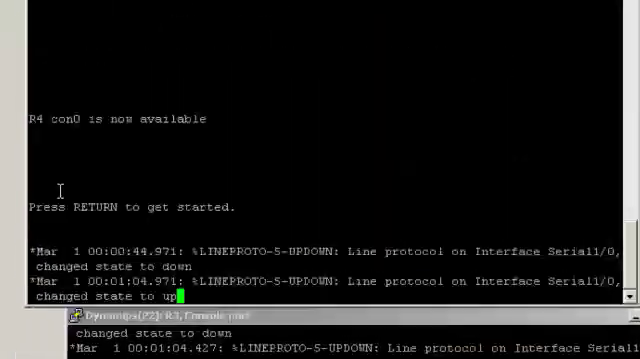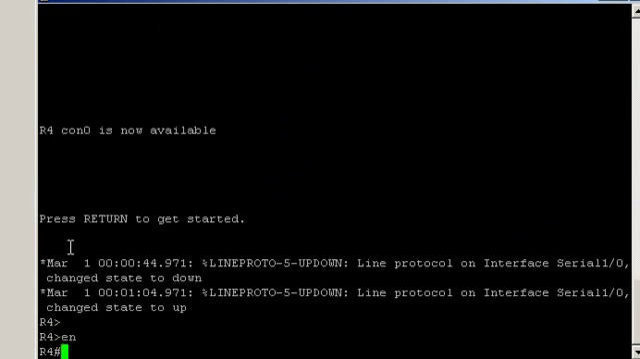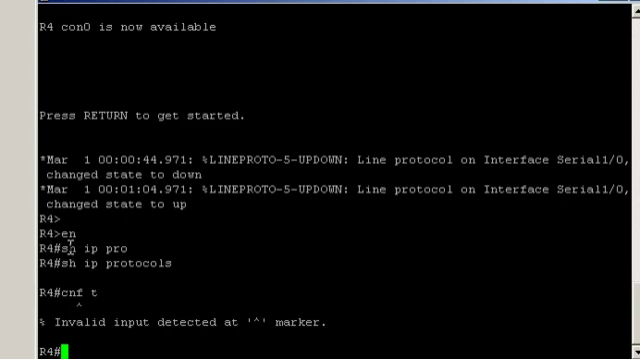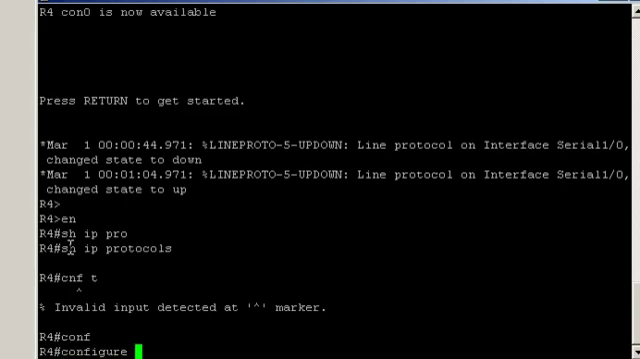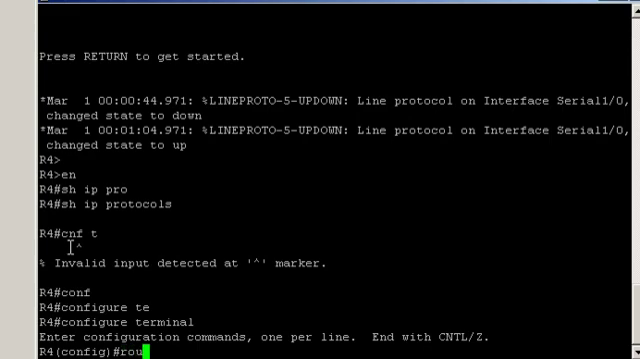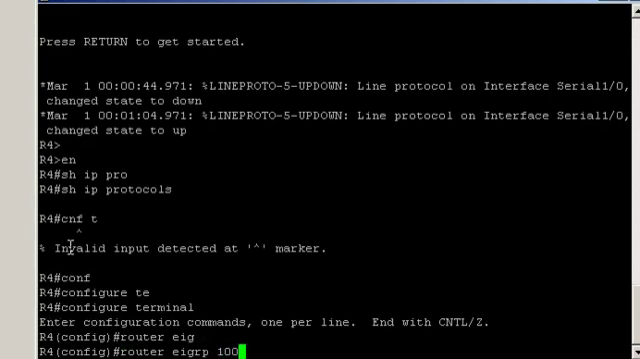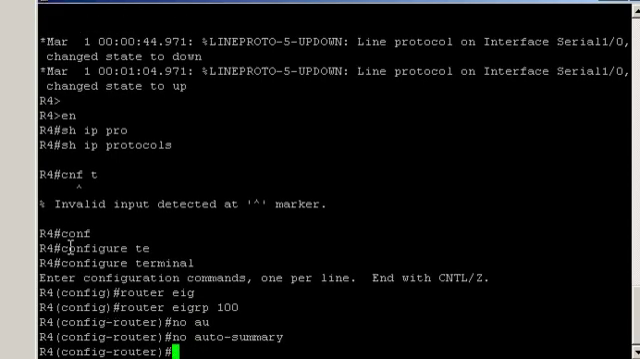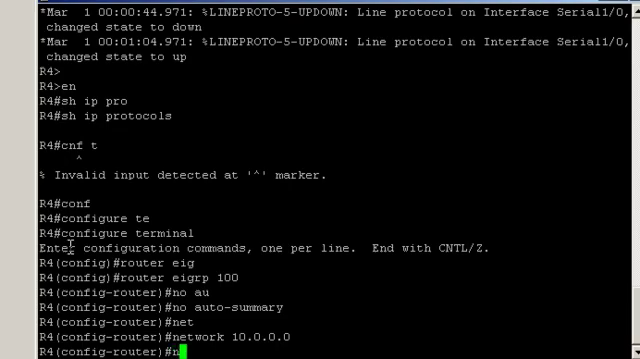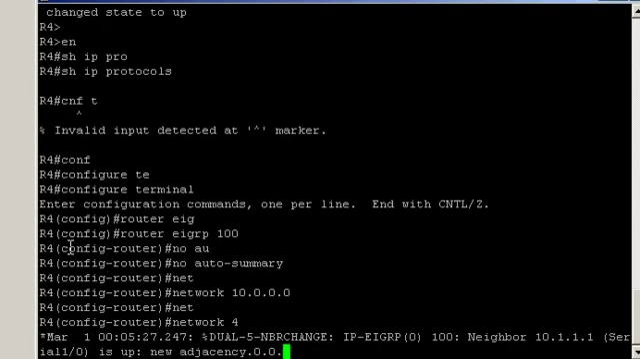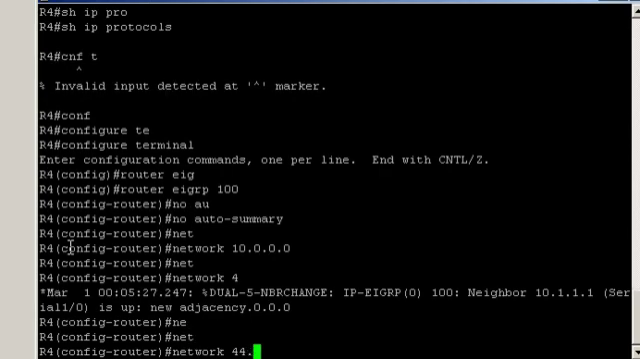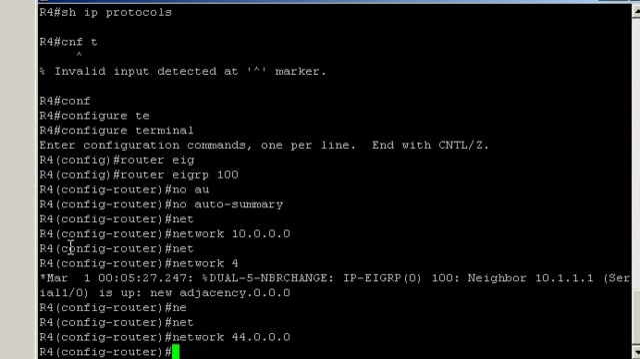Let's jump on router 4. Show IP protocols, configure terminal. Okay, router EIGRP 100, no auto-summary, network 10.0.0.0, network 4.0.0.0, and network 44.0.0.0. The neighborship with router 2 went up.